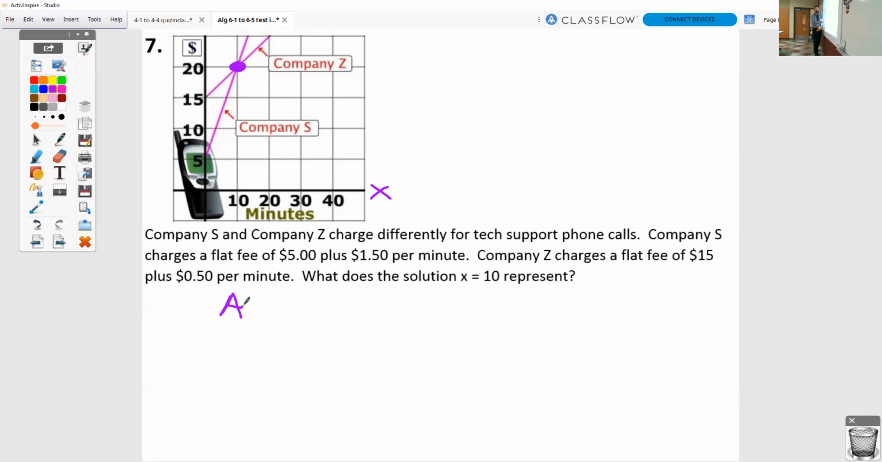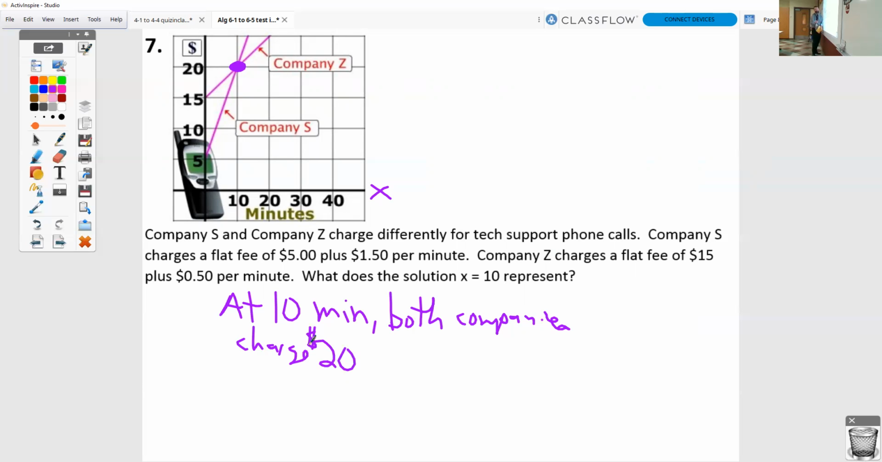So at 10 minutes, both companies charge $20. They are equal to each other. So they both charge the same amount at 10 minutes exactly. This will be a multiple choice question tomorrow. You just have to choose the most appropriate answer.